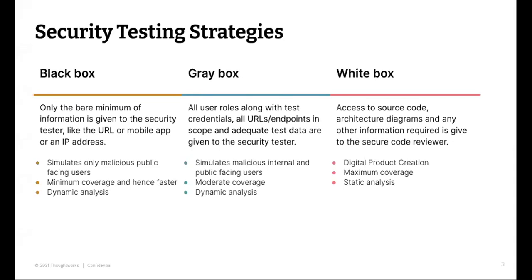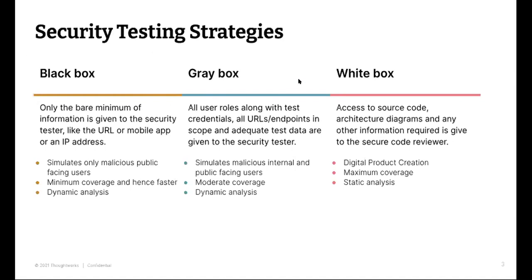So here the idea is that you are trying to simulate a malicious internal and public-facing users again. Right? So you will have access to the admin roles, you'll have access to moderator roles, and any intermediary roles that may exist. And also you will try to cover the black box test cases. So obviously the scope for a gray box test is larger than that of a black box. And this is how it is larger, right? So you have all these roles now, you have all these credentials given to you. You'll have to now test if there is horizontal privilege escalation, vertical privilege escalation. These kind of test cases are typically covered in a gray box environment.